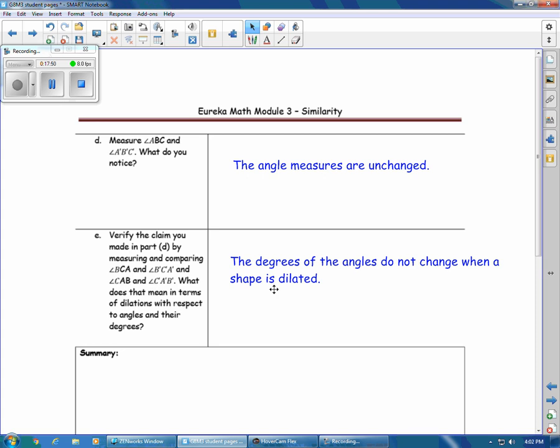Let me summarize super quick for you. So dilations map lines to lines, segments to segments, and rays to rays. Dilations map angles to angles with the same degree, but the lines, segments, and rays grow proportionally by the scale factor. Hopefully this lesson has made sense to you, and I will see you tomorrow morning.